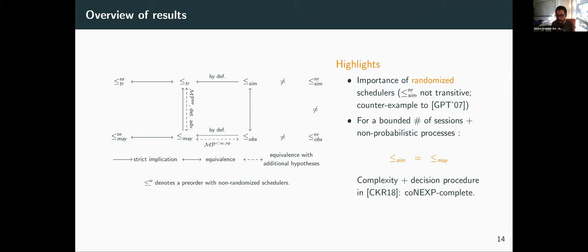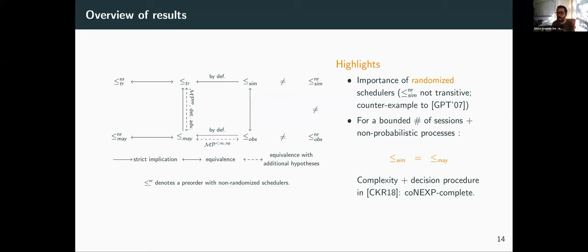And I'm just summarizing here the results, with a few highlights before focusing on some of them. The first thing to note is the importance of looking at randomized schedulers. We should not just consider schedulers that choose the first or the second non-deterministic choice, but ones which can take an arbitrary distribution over all possible non-deterministic choices. And what we have shown is that if you look at similarity with non-probabilistic resolutions, this definition of similarity is not transitive anymore.